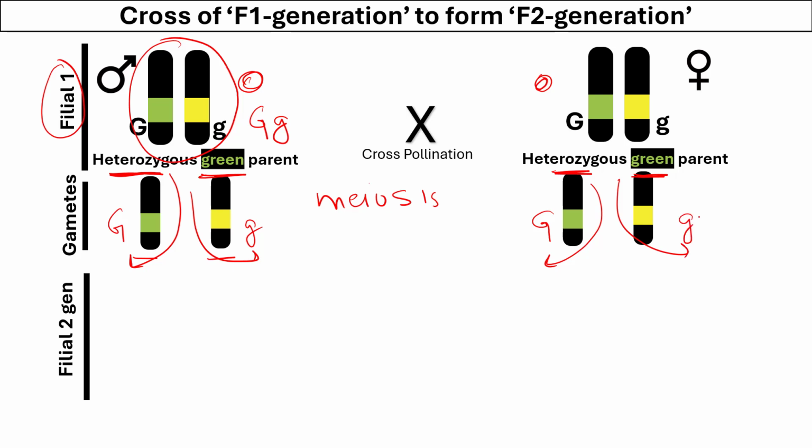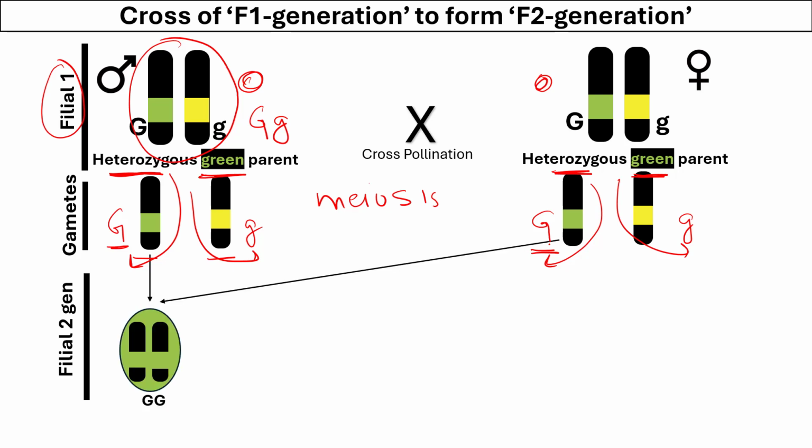Now let's make a cross between these. If this one fertilizes with this one, you get capital G, capital G.